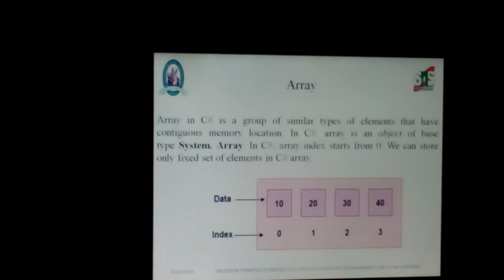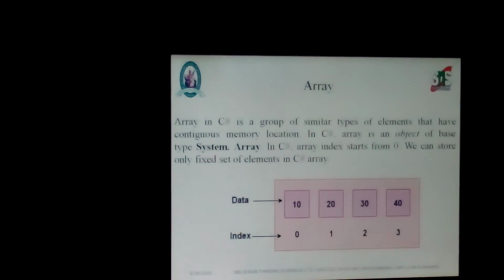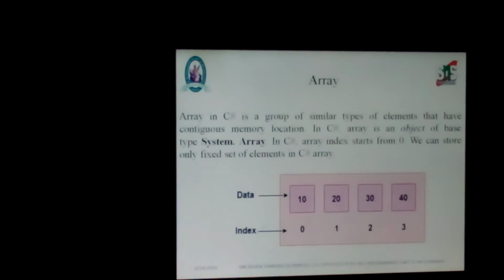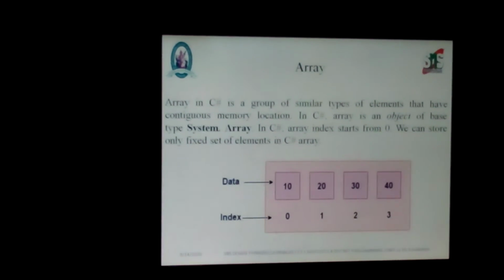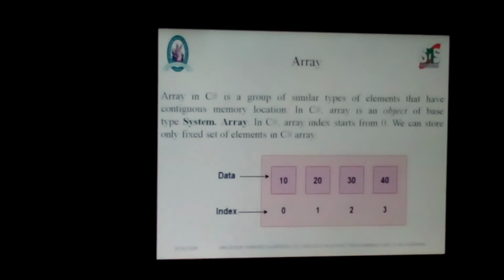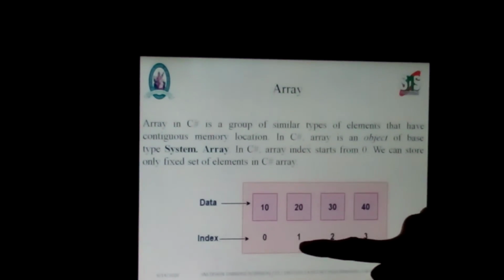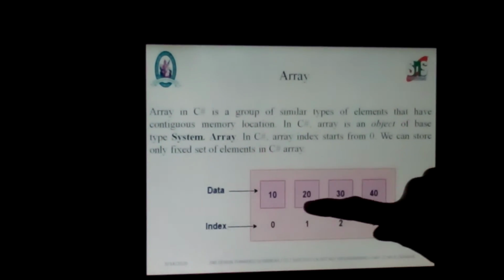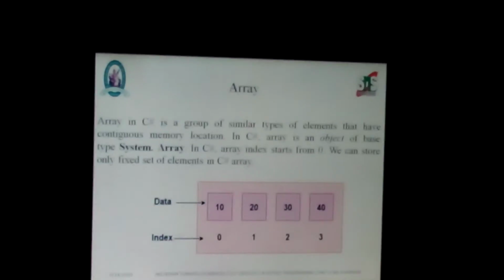Array simply means a group of similar data type elements that we are going to have in contiguous memory location. In C#, array is an object of base type System.Array. So in C#, array index starts from 0. We can store only fixed set of elements in C# array. Here is an example. Index starts with 0, 1, 2, 3, and then data we are going to store like 10, 20, 30. These are the data, or as we used to say, elements.